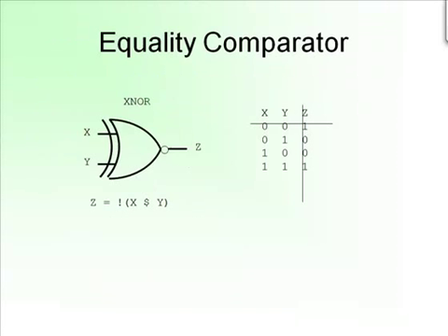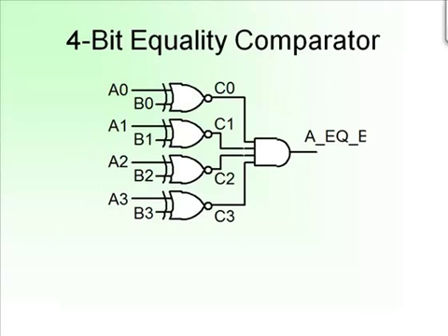For an equality comparator, you generally just use the XNOR. This will return true if both of the inputs are exactly the same. So we can see how you can determine equality across two numbers utilizing this in a daisy chain fashion. And that's essentially what this does here.